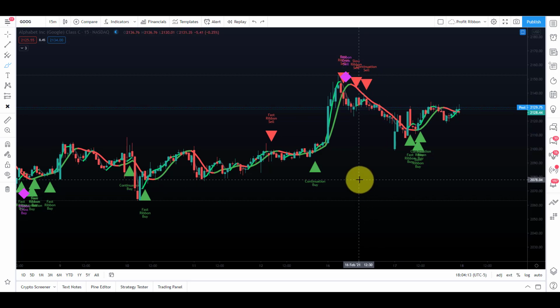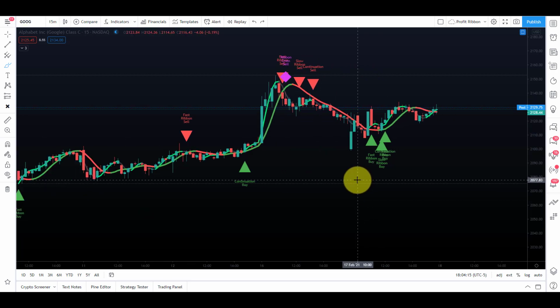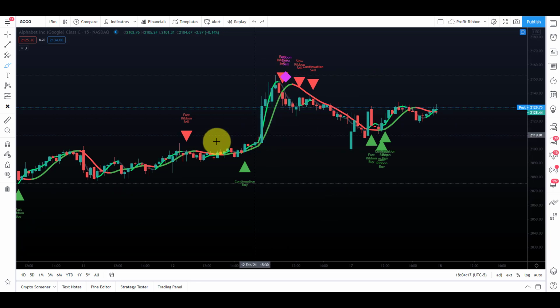So that's basically it for the profit ribbon. Again, you have the fast and the slow. You've got the fast ribbon and the slow ribbon buy and sell. You've got the continuation signal, so you don't have to worry about identifying a continuation pattern. That'll go ahead and let you know it's happening and which ones to take. You don't always take every single one. This waits for the best ones.